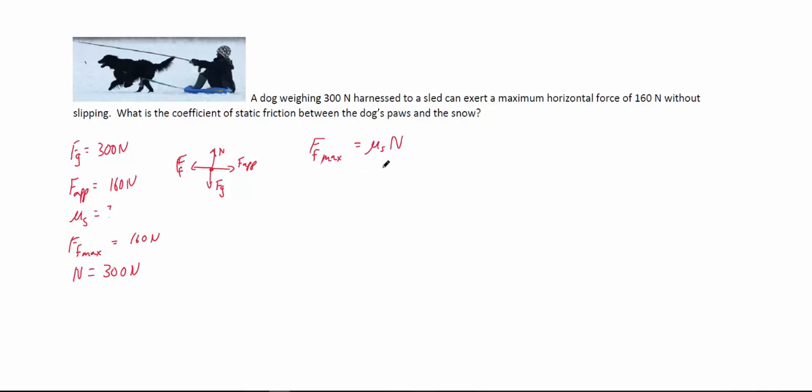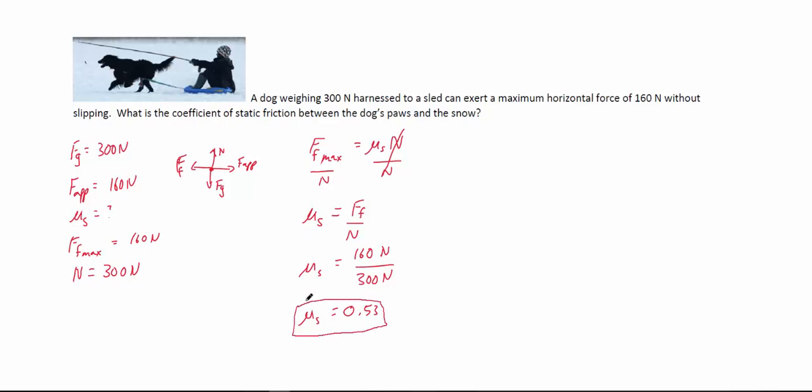So if we divide both sides by N, then the N's cancel, and we're left with the coefficient of static friction equal to the force of friction divided by the normal. Put the numbers in, 160 newtons divided by 300 newtons, and we get a coefficient of static friction equal to 0.53 as our final answer. And that's how you'd solve that problem.